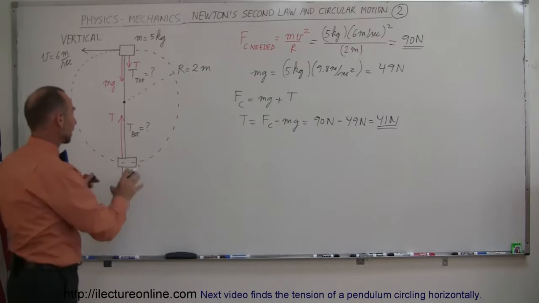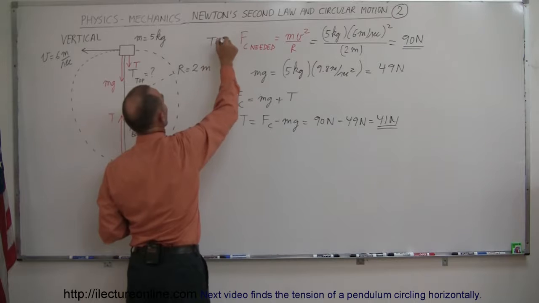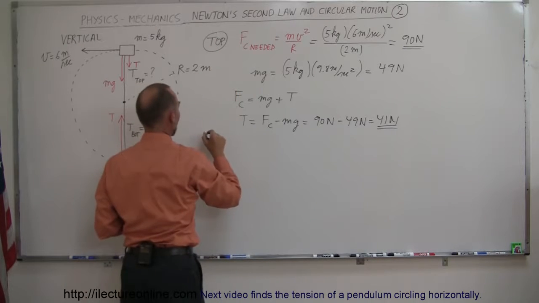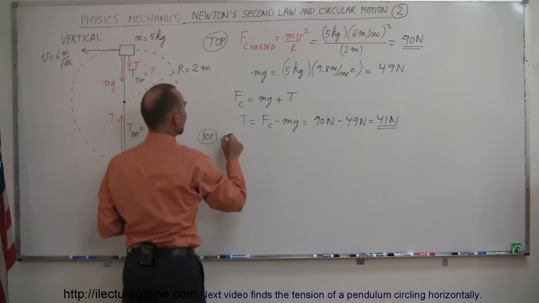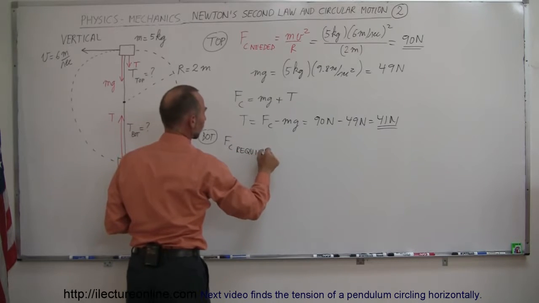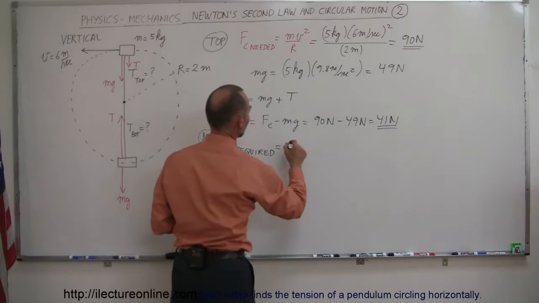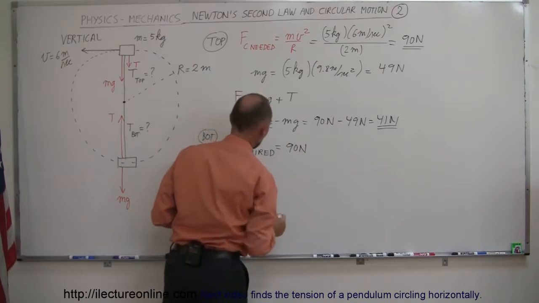Using the same logic at the bottom here, we can do the same thing. So this is, of course, at the top. And we do the same at the bottom. And of course, F sub c needed, or required, would be the same thing, right? Going around in a circle with all the parameters the same, radius, mass, and so forth. We know that this is also going to be 90 newtons.